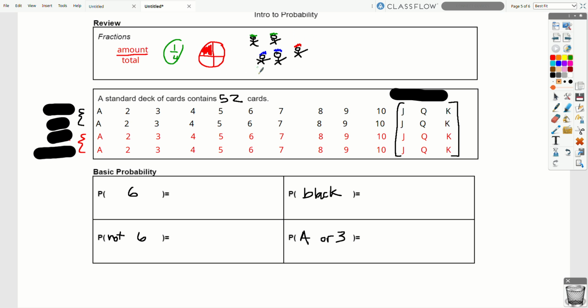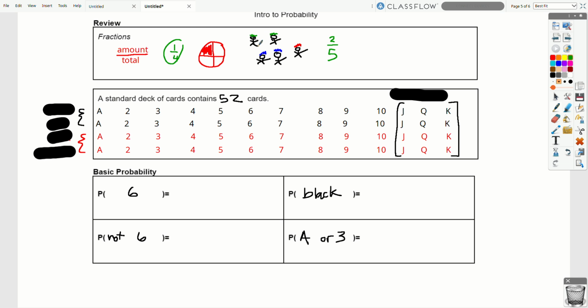And so we could also attribute it to different things. Here we have 5 people, 2 of them have green hair, 2 have blue hair, one has red hair. So we can see the fraction of people that have green hair: the amount with green hair, 2, over the total people, 5. So this is the fraction that represents this.